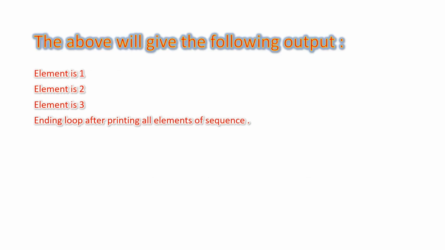So here you are getting the output for element value 1, 2 and 3. After that the else part is also executing, but this else part will not execute when the condition a modulus 8 equal to 0 is satisfied and the break statement executes. In that case this ending loop after printing all elements will not appear on the screen.